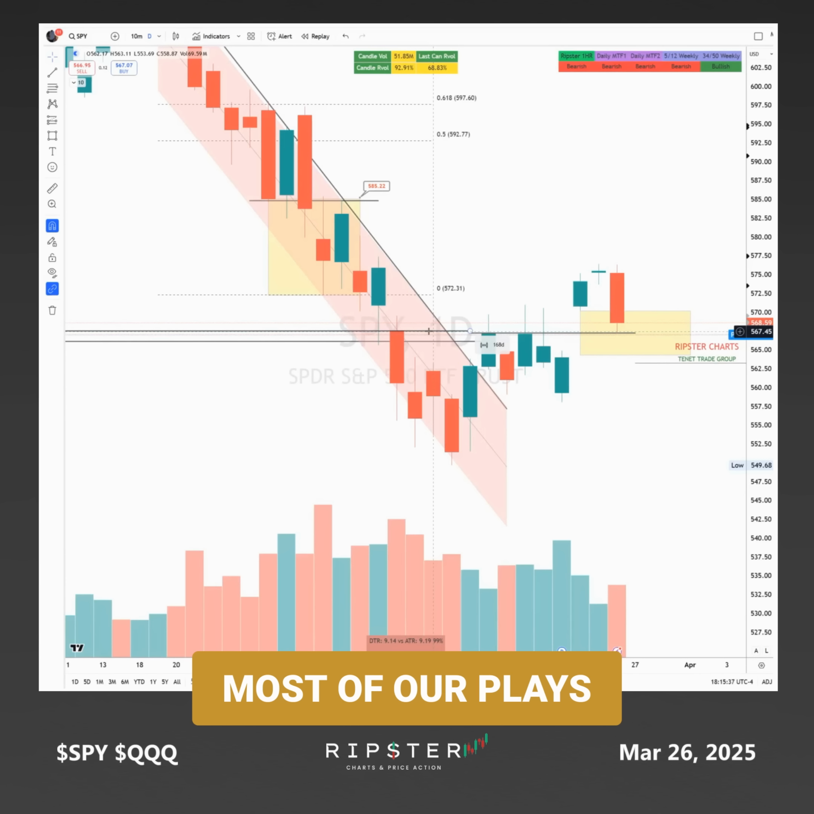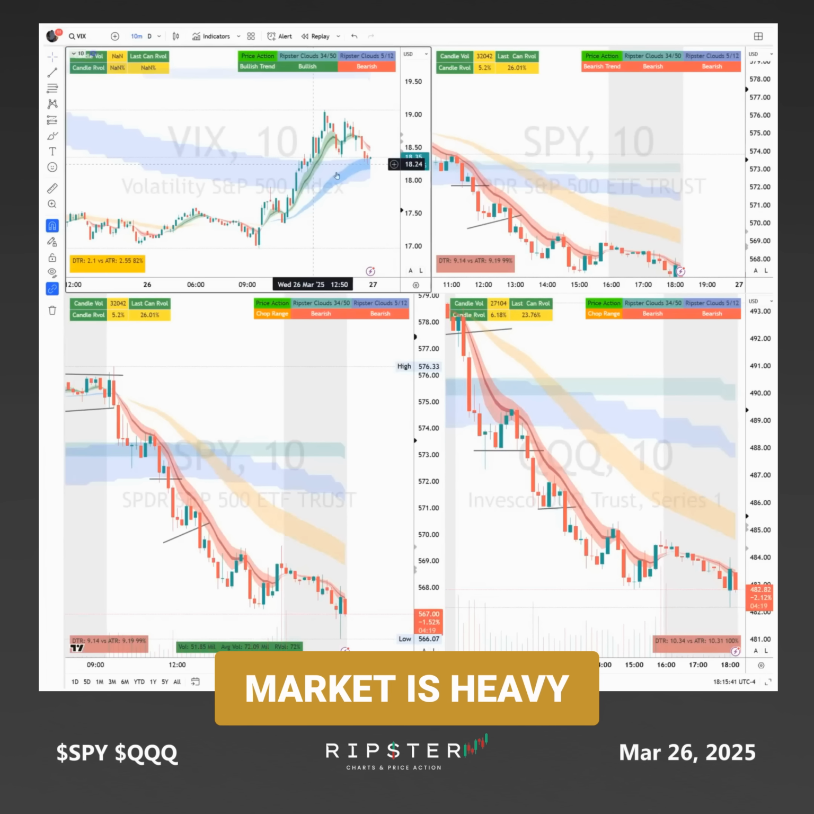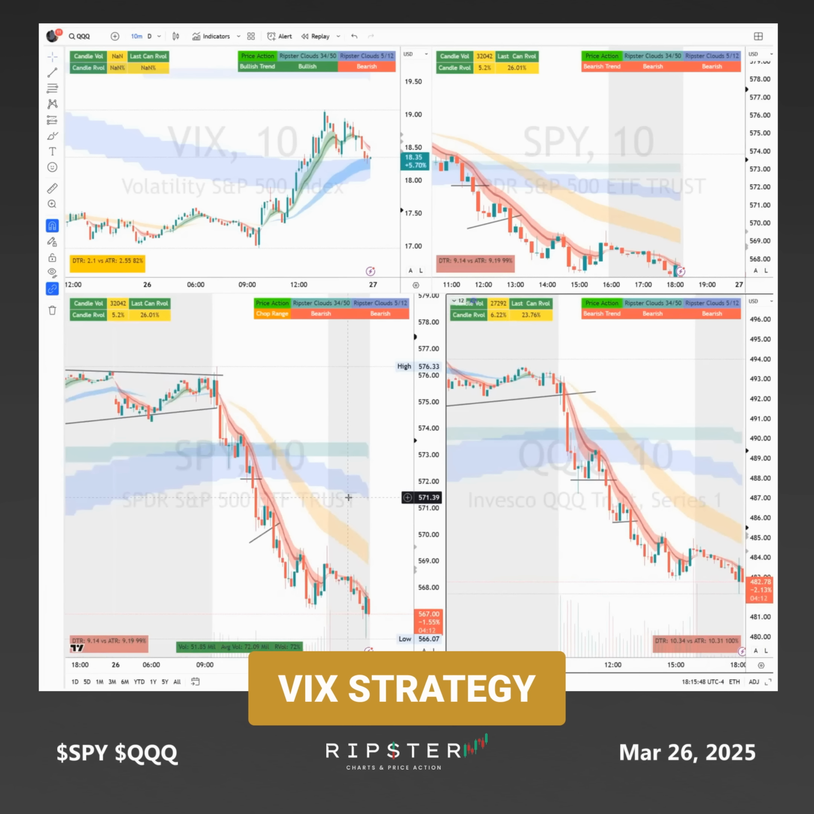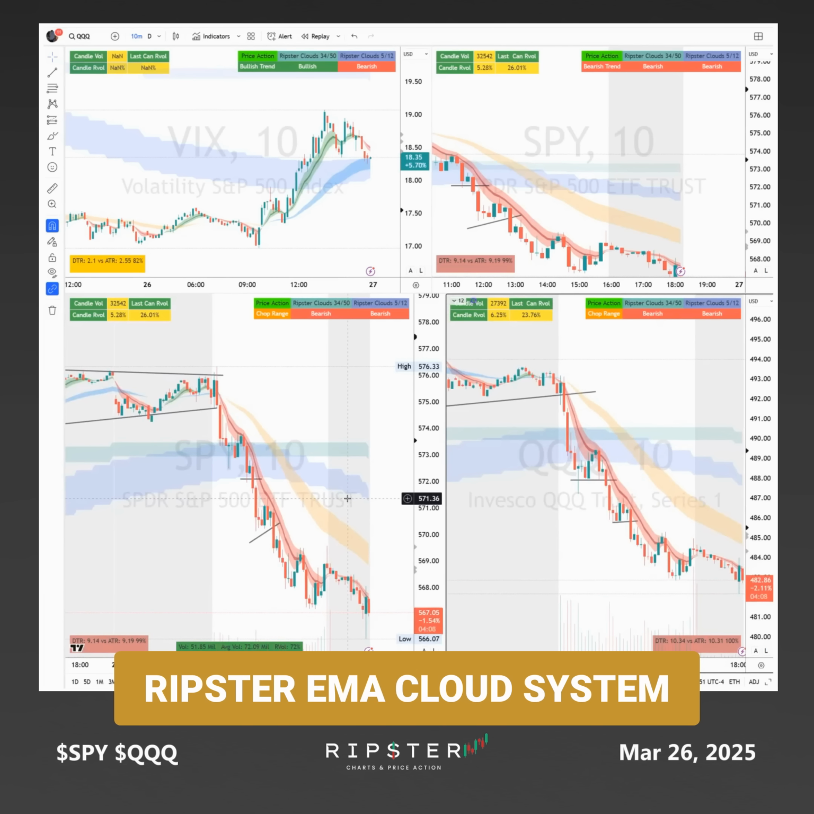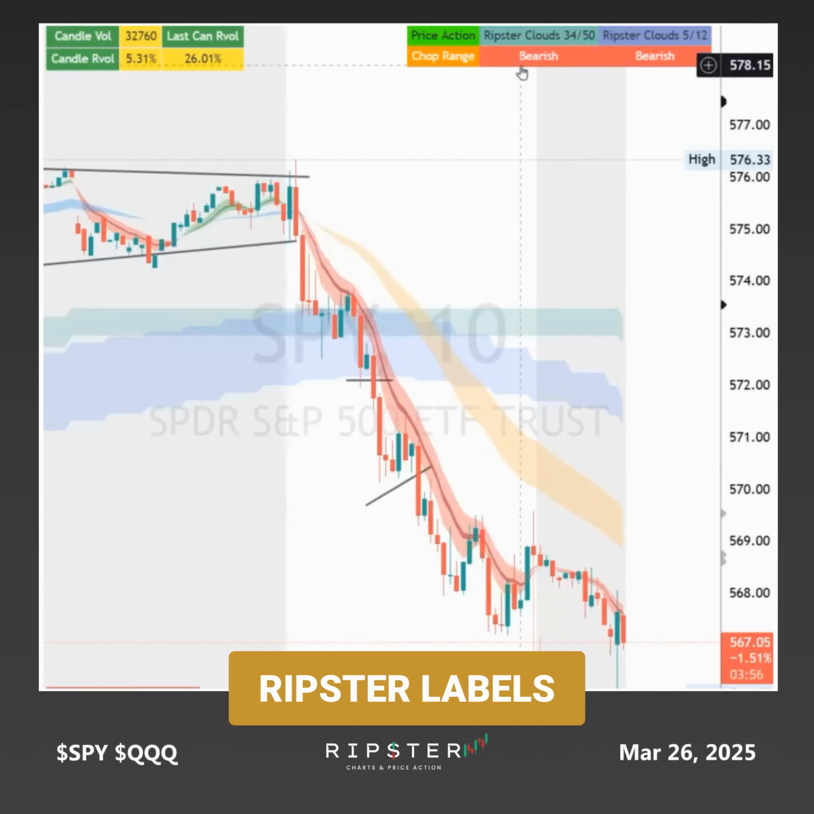That was the plan. Most of our plays were all short side because when market is heavy, you need to look for the short setups. So you need to use VIX strategy. You need to use Ripster EMA cloud system to stay short all day. We became bearish right here. The Ripster labels, use those labels.